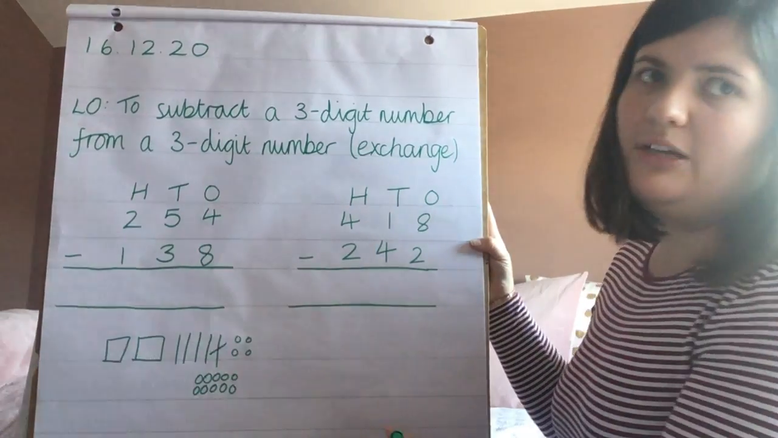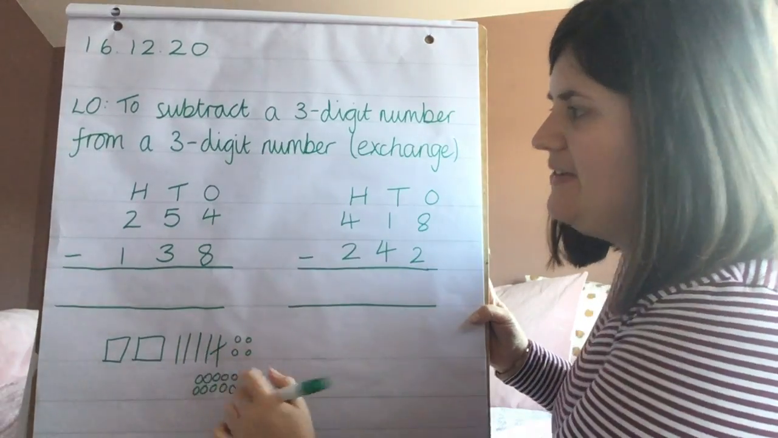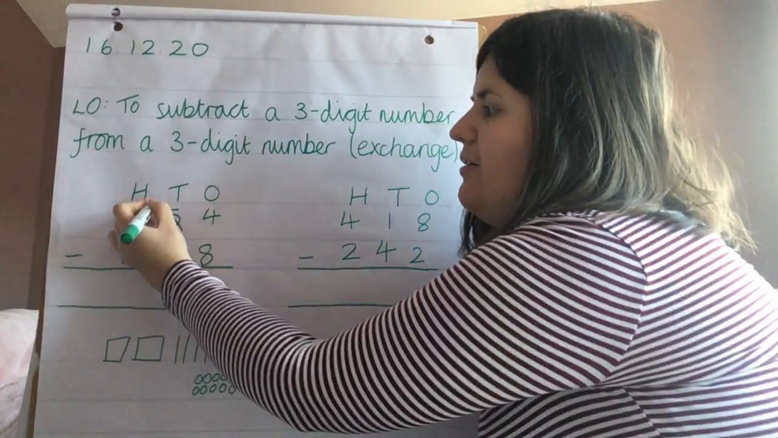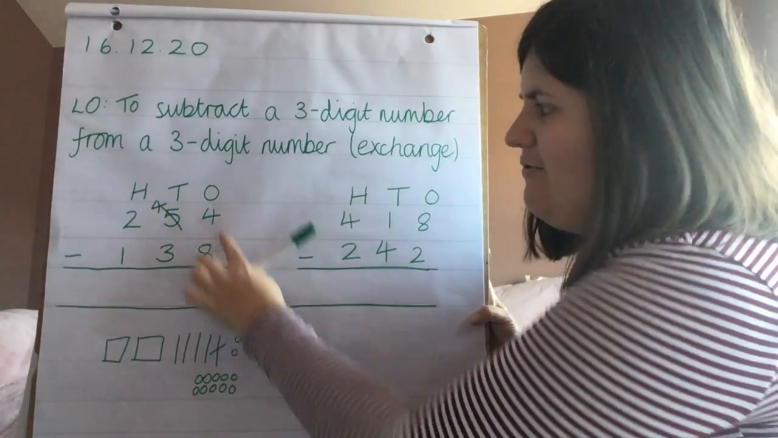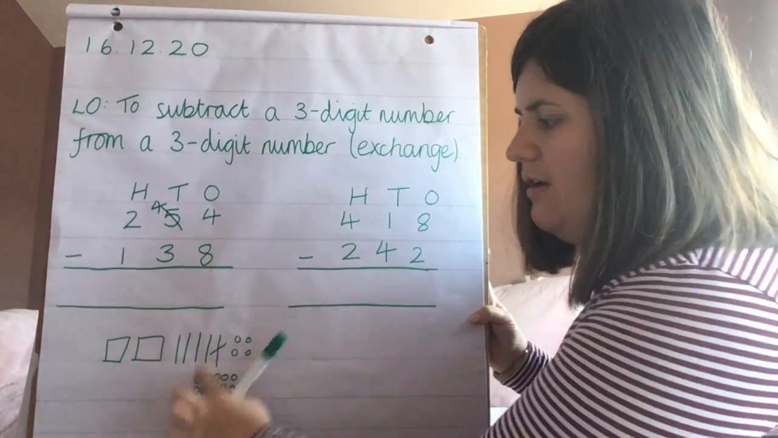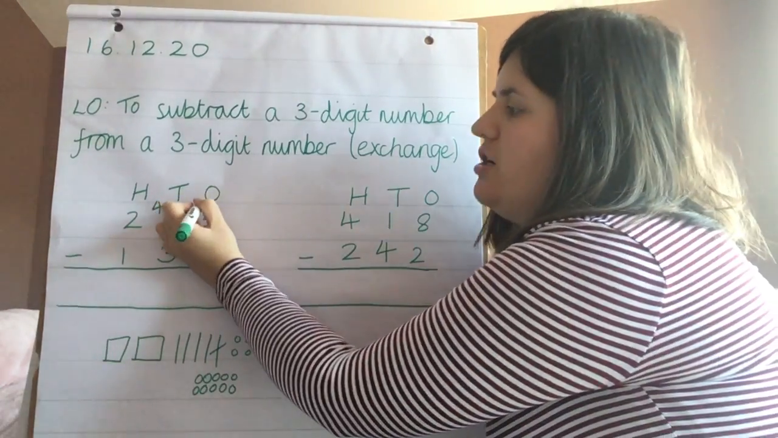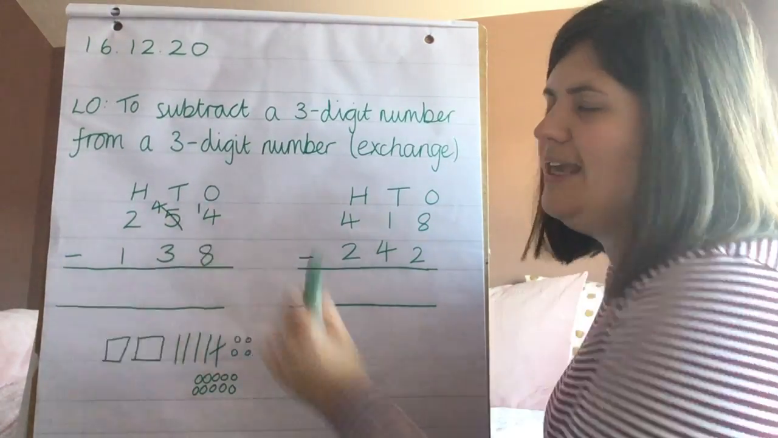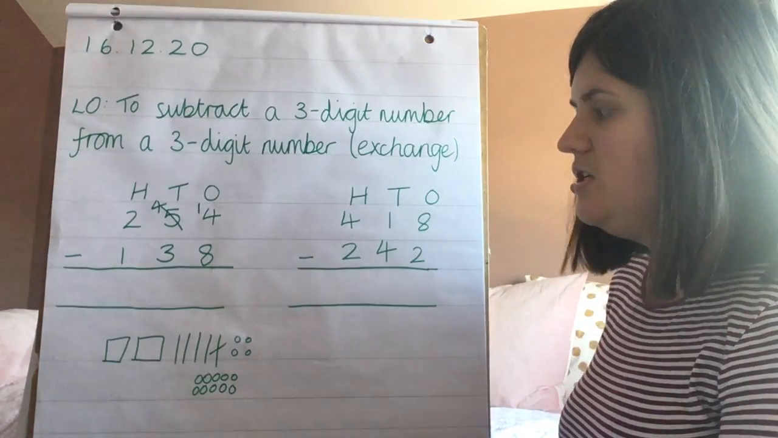And to show this on my column subtraction, I haven't got 5 tens anymore. Go back down here, 1, 2, 3, 4. I only have 4 tens, and I haven't got 4 ones anymore. I've got 14 ones, so I show that by putting that 10 there. You have to show me this working out, please. This shows me your exchange.